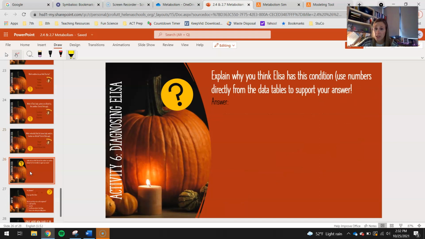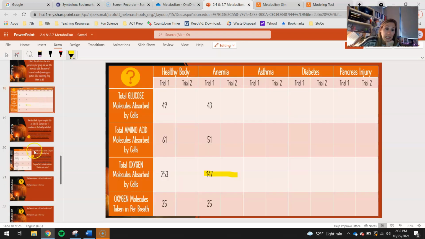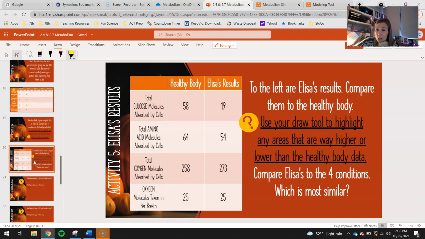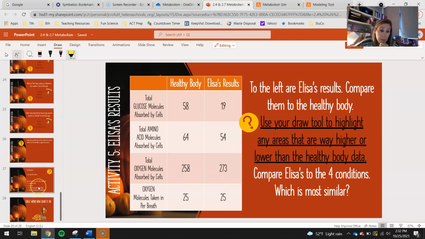Use numbers directly from your data table to support your answer. If you guys aren't using numbers from your slide 18 and your slide 20 data tables, you're really not doing what I asked you to do on this question. So make sure you guys pull in some numbers. What are the ones that are normal? How does Elisa vary? And how does that compare to the conditions that you tested here?